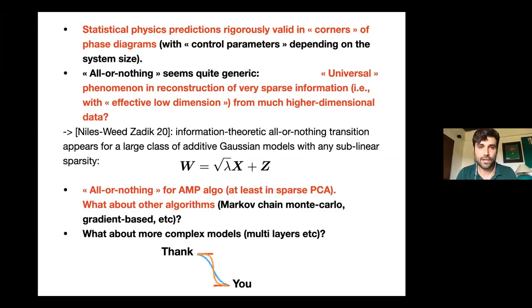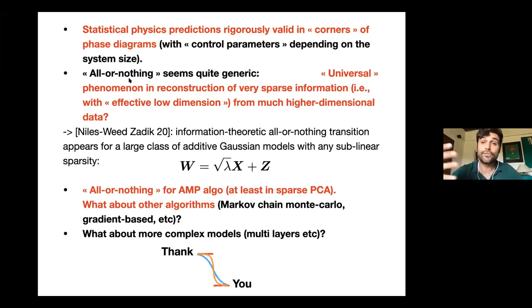So let me summarize quickly what I said. Statistical physics predictions allow to rigorously validate what happens in the corners of the phase diagram. And by corners, here I really mean when the control parameters are depending on the system size and can go to zero or diverge with the number of variables in the system.